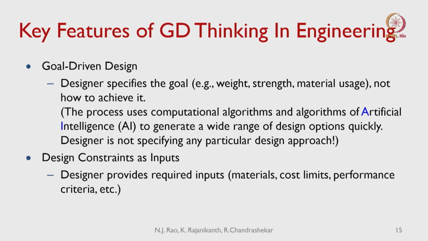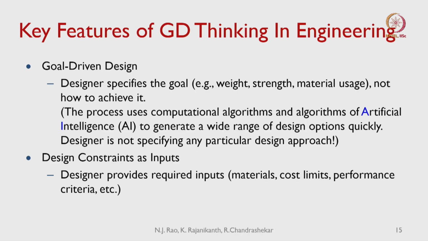Then the system, the process, uses computational algorithms and algorithms of AI, artificial intelligence, to generate a wide range of design options quickly. The designer is not specifying any particular design approach. The system, the process picks up the approaches based on AI as well as machine learning. But the designer has to provide the constraints as inputs.